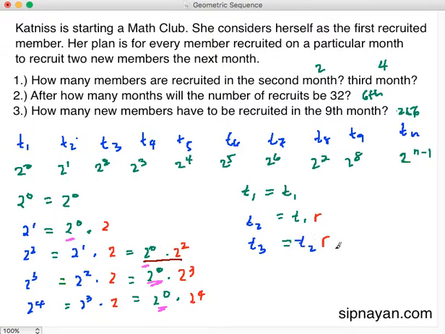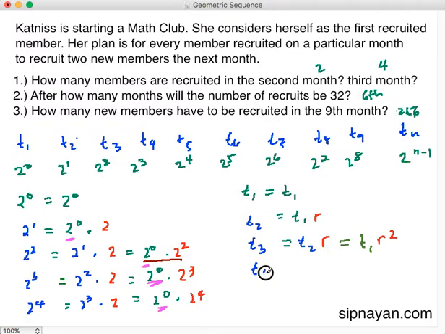T sub 2. Pwede natin palitan yung t sub 2 nitong nandito: t sub 1 times r. So, itong blue na ito ang equivalent niyan. Kaso, yung blue na yan, may katabi pa siyang isang r, kaya siya magiging r squared, kasi multiplication naman yan.